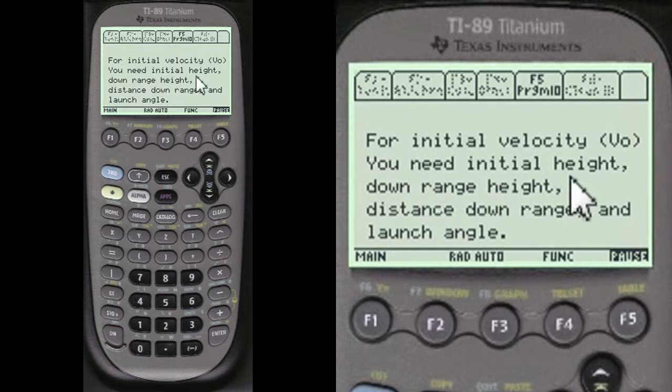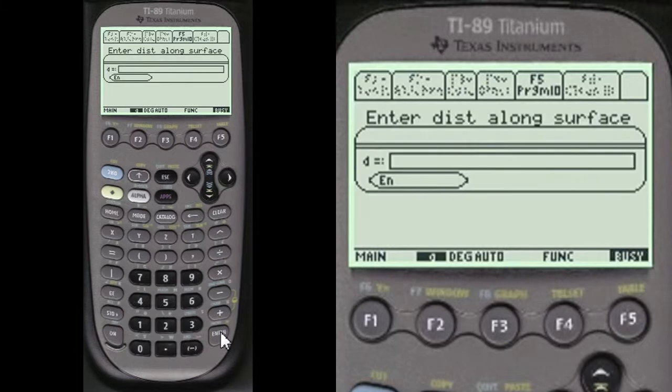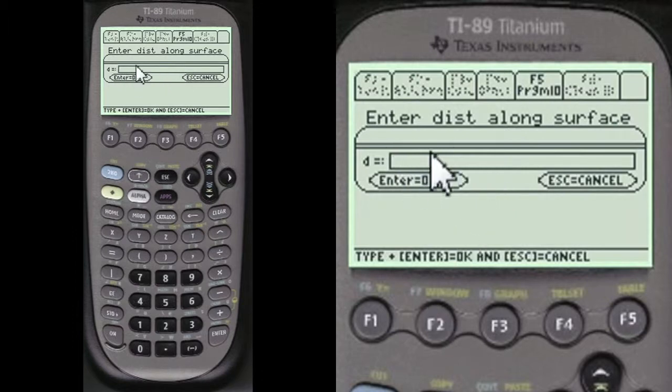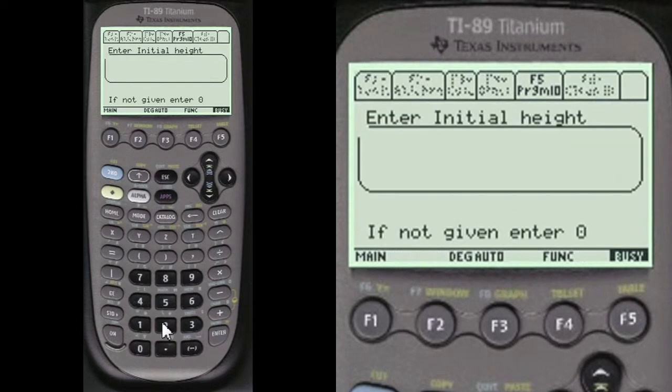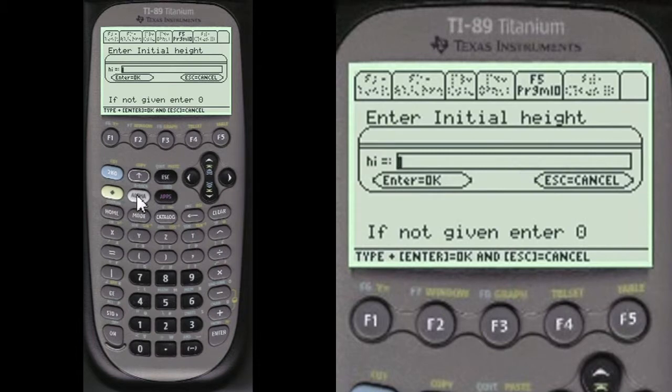So anyways, you need initial height, downrange height, distance downrange, and launch angle to find the initial velocity. I'm ashamed of you that you just don't remember this right off the top of your head. So we're going to enter the variables. You have to press alpha before you enter anything into these entry lines here. So we're going to go alpha. The distance is 18, given, and it's in meters. I'm going to choose number 2. Initial height is alpha 0. It's off the ground.